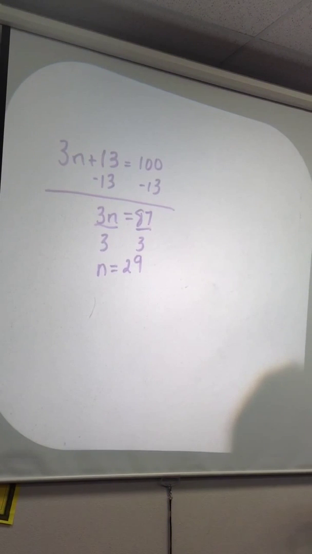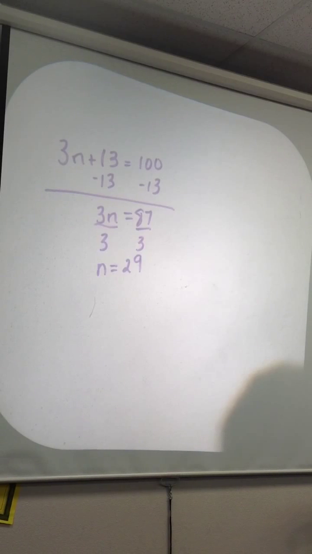10 less than the product of 2 and a number is negative 60. Now let me read it again. 10 less than, what does that tell you you're going to do? What are you going to do, George Lee? Something minus 10. It's that word than. You've got to watch out for that.